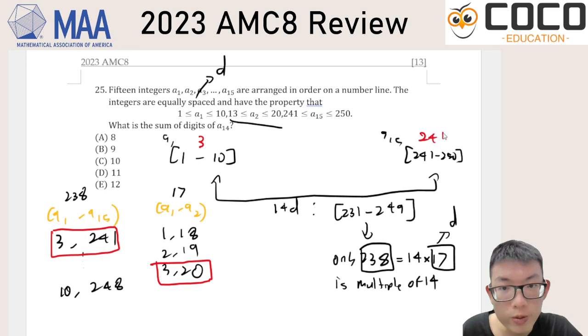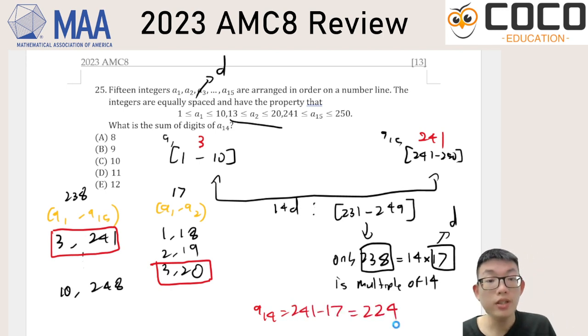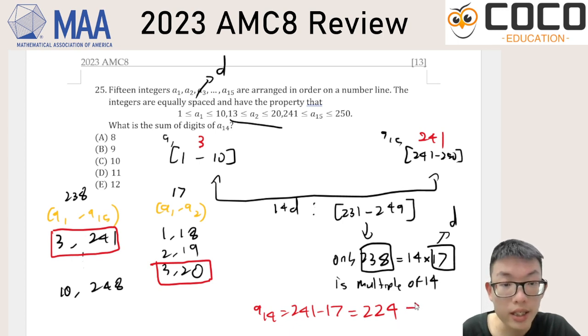This is 241, and if I want A14, I just backtrack by 17. So A14 is 224, and the digit sum would therefore give me 8.